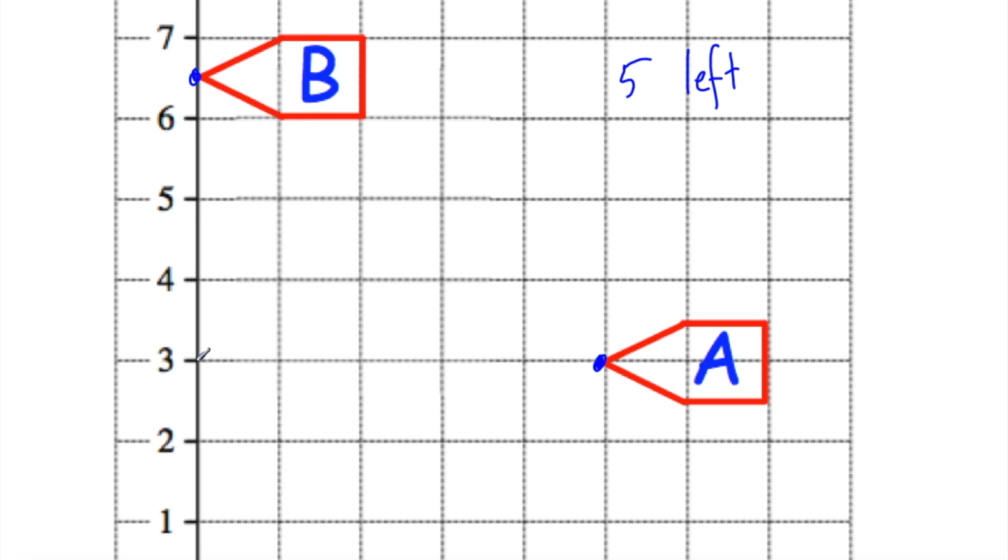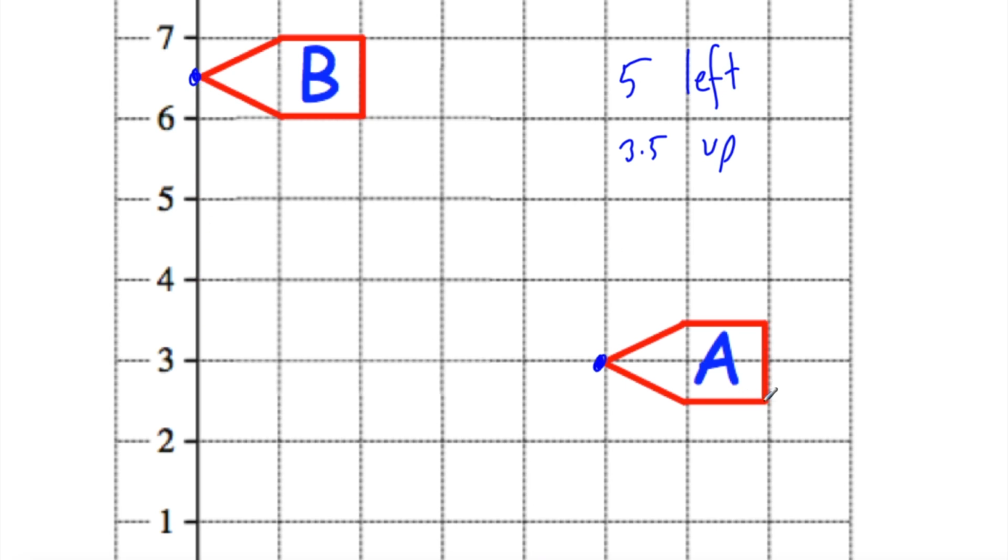So let's just go check that again. 1, 2, 3. So there. And then a half. So it's going to be 3.5 squares up. Let's just check that. 5 left and 3.5 up. So 5 left: 1, 2, 3, 4, 5. And then 3.5 up: 1, 2, 3.5 up.